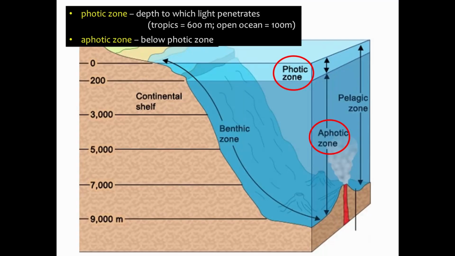We find that light only penetrates to a certain depth within the ocean. In the tropics, light typically can penetrate to a depth of about 600 meters. In the open ocean, to a depth of only about 100 meters. It depends where you are. The zone in which light can penetrate is known as the photic zone. The aphotic zone falls below the photic zone, and this is where no light penetrates. We find most of the life in the ocean is concentrated within the photic zone, but we do have life within the aphotic zone as well.